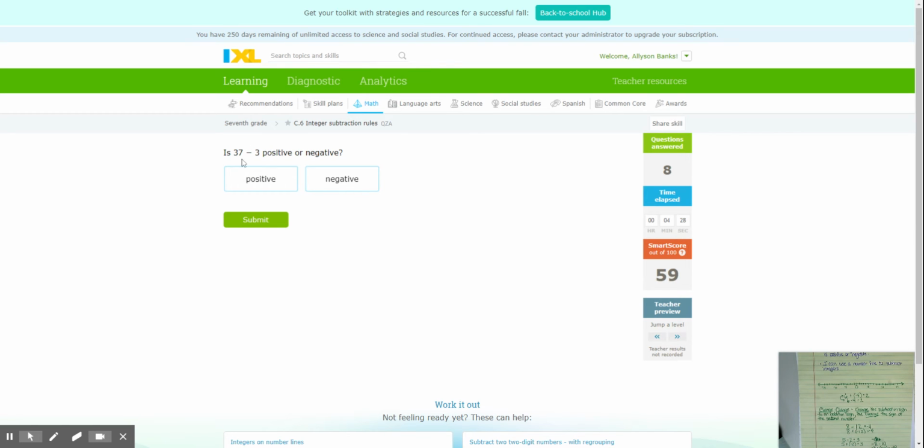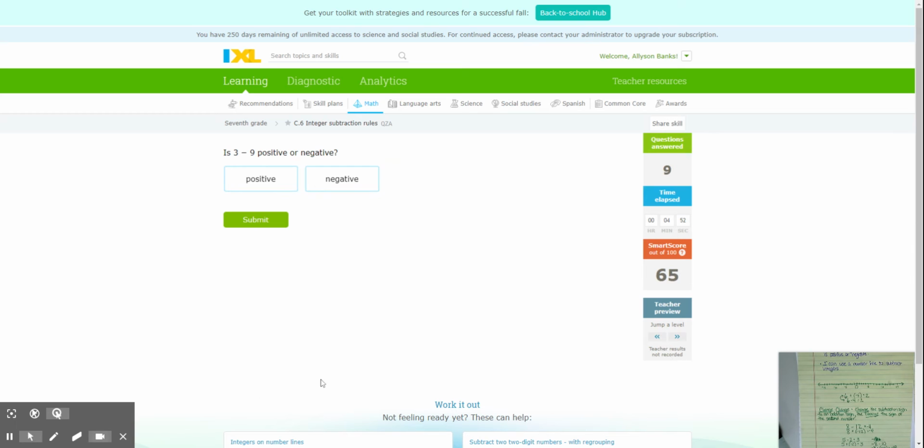And 37 minus 3, I think you guys know that 37 minus 3 is just going to be 34, but let's go ahead and do our rule. Add the opposite, which means that it's positive 37, negative 3. That means that our positive has a greater absolute value than our negative 3. And we've got the correct answer.